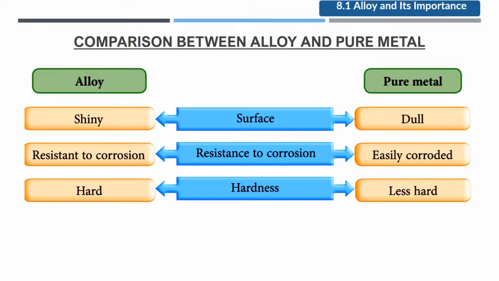Okay, let's see 8.1 Alloy and its importance. First of all, let us see the comparison between alloy and pure metal. Alloy surface is shiny, but pure metal is dull. Alloy has a higher resistance to corrosion compared to pure metal, and alloy is harder than pure metal.